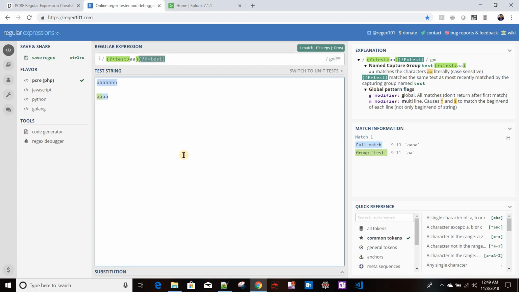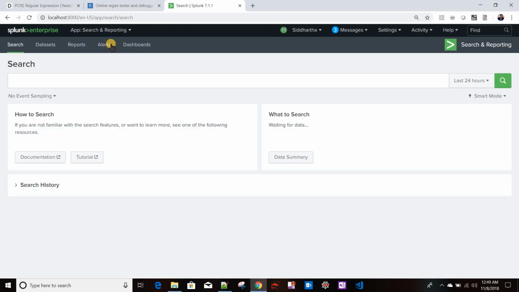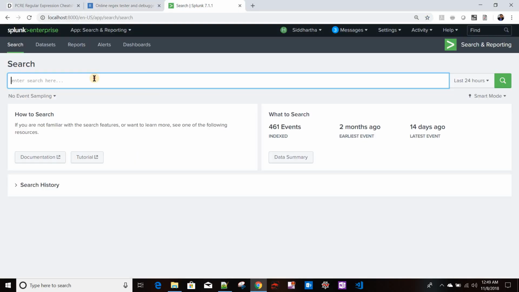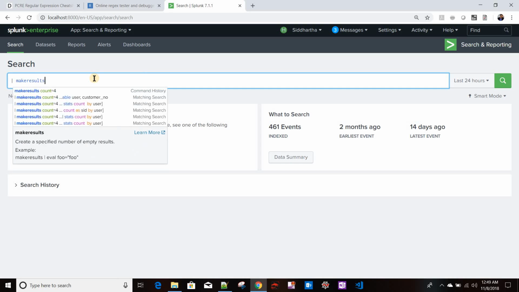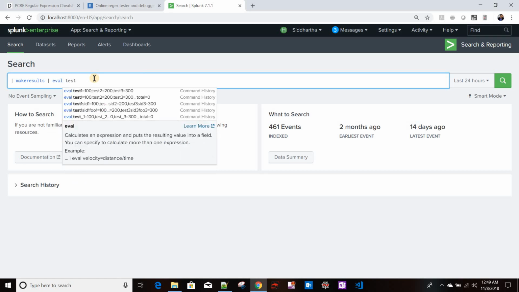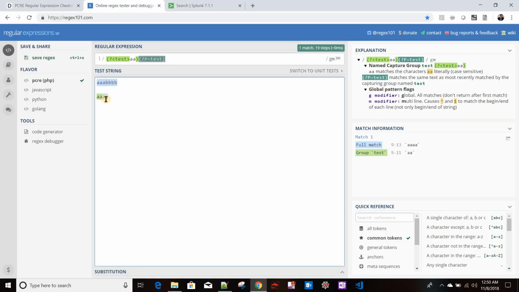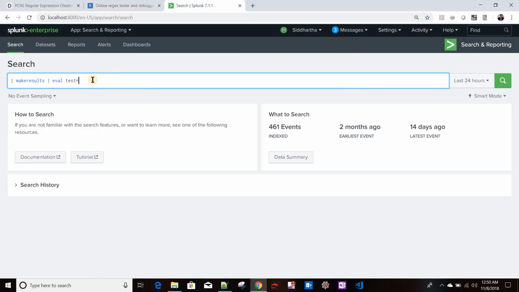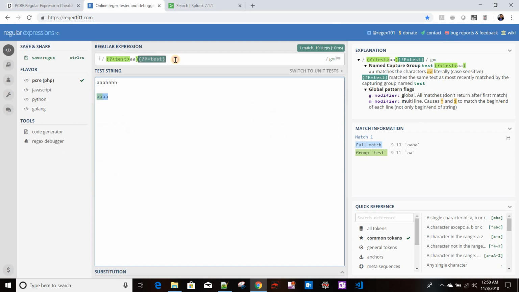Now named groups play a very important role in Splunk. So maybe I'll show you with this example only. Let's say I have makeresults. Let's say I have a string like this, test equals to this string, let's say a, b.